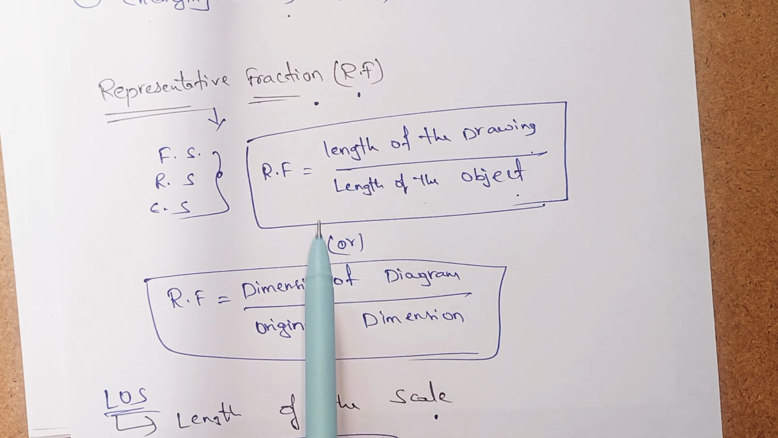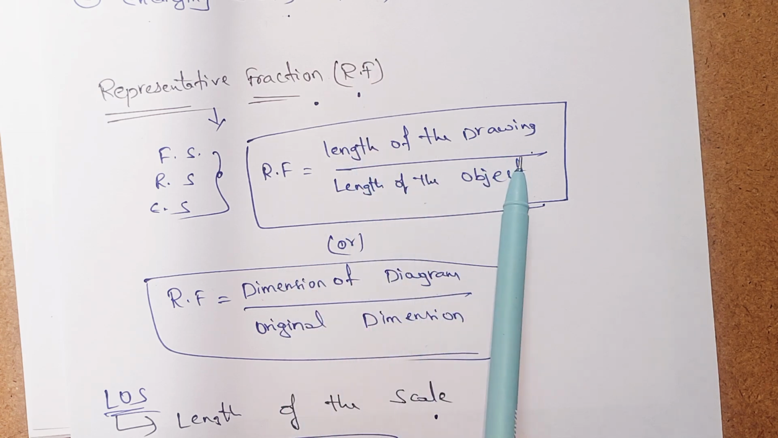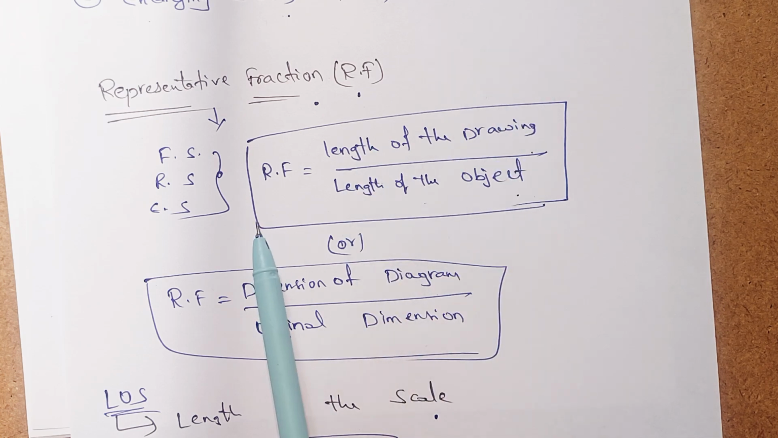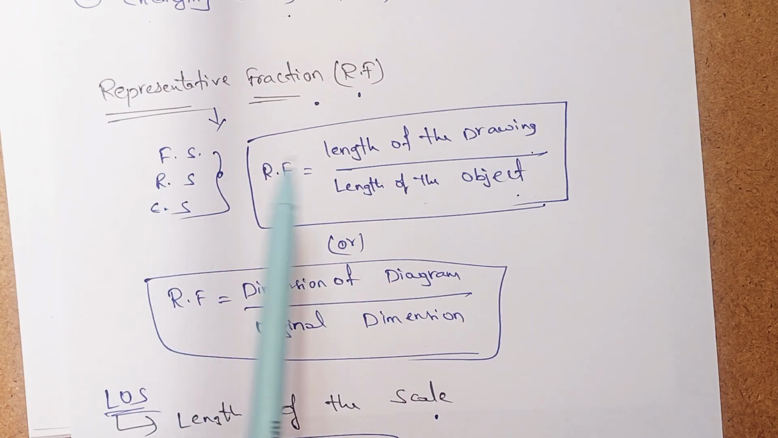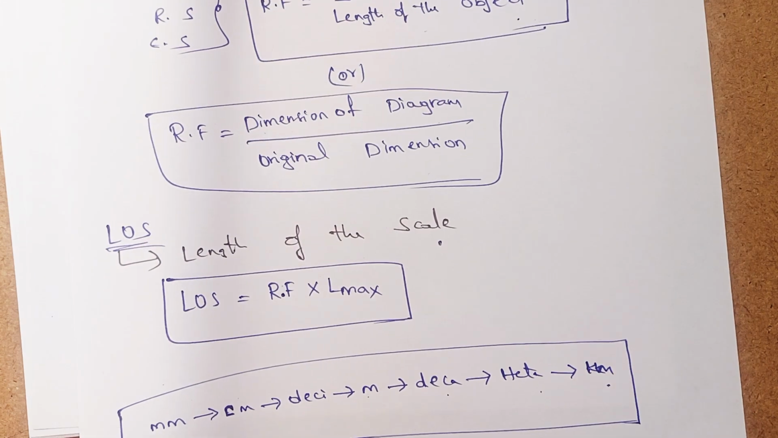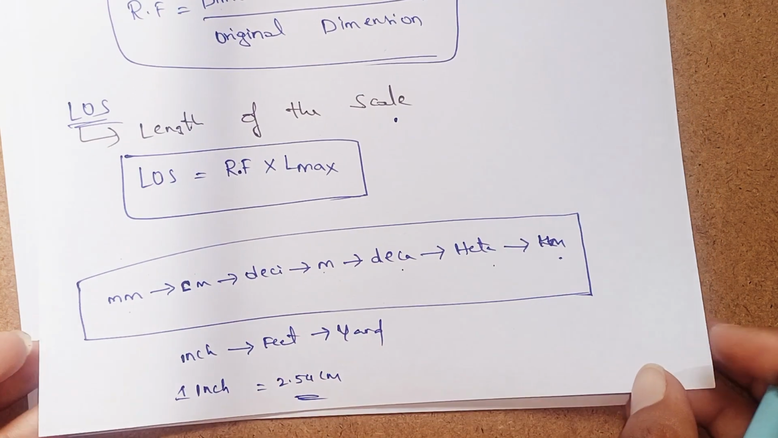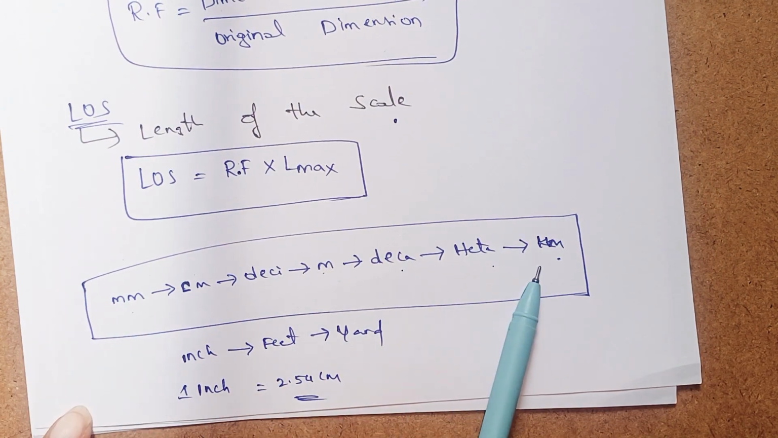So that is the formula of RF, which is equal to the length of the drawing divided by the length of the object. RF is nothing but the representative factor. Next one is LOS, which is nothing but the length of the scale. The formula for LOS is RF into L max. And you need to remember units from millimeters to kilometers.